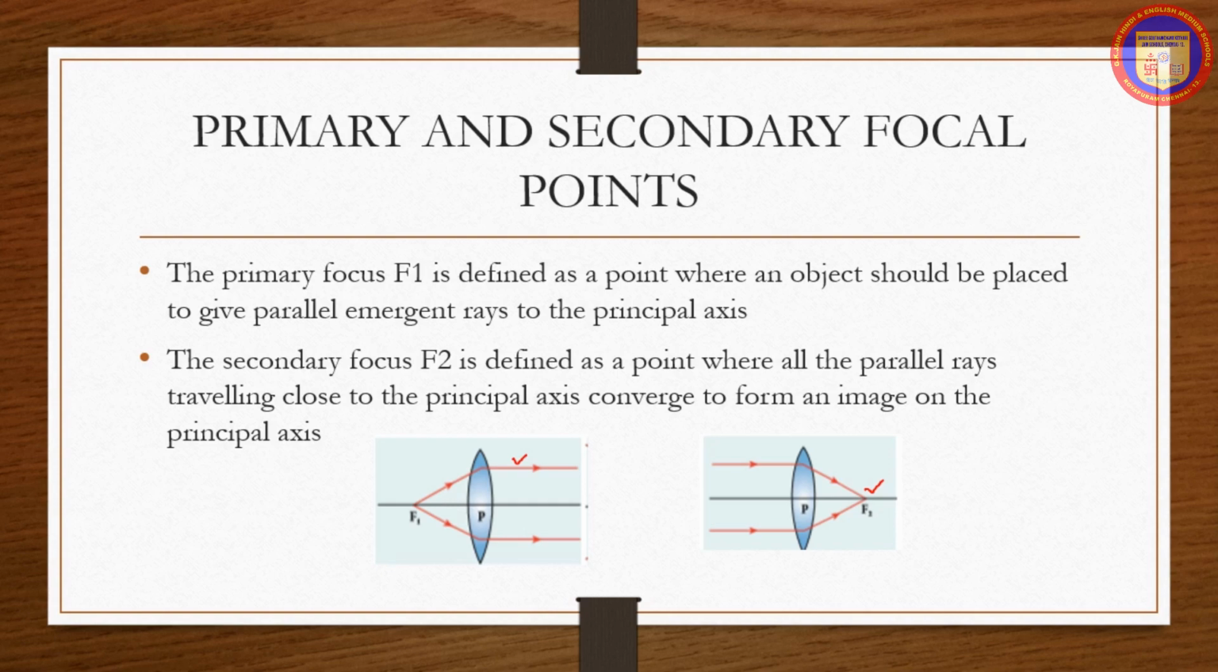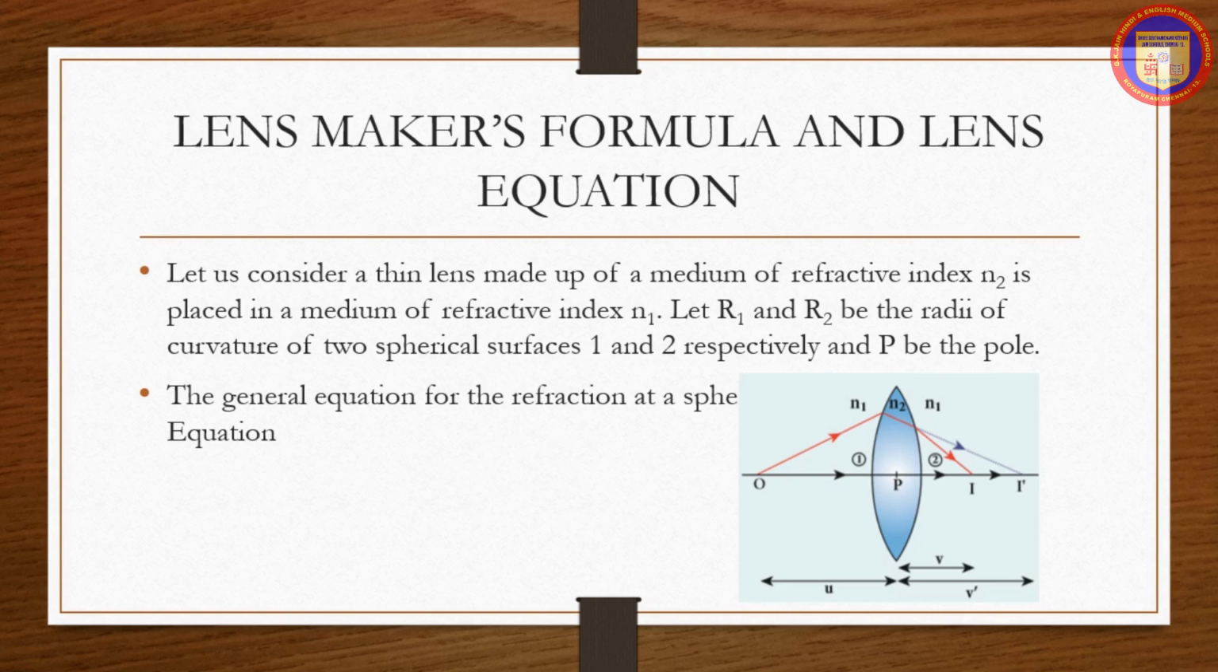Next we will go into the lens maker formula and lens equation. This is the diagram shown over here. Let us consider a thin lens made up of a medium of refractive index N2, placed in a medium of refractive index N1. Let R1 and R2 be the radii of curvature of the two spherical surfaces 1 and 2, and P be the pole that is marked in the diagram.